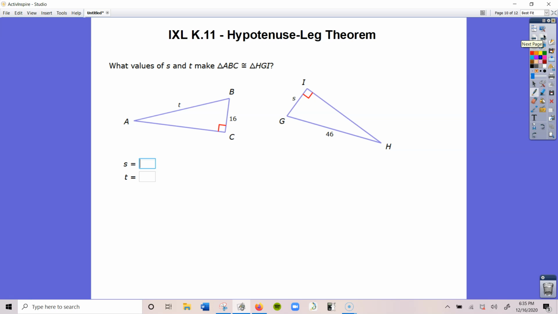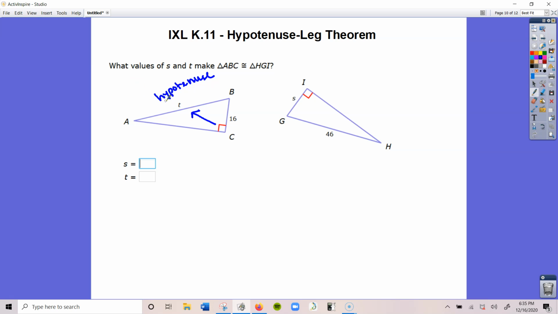The last IXL is a little bit different, the hypotenuse leg theorem. Remember that for the hypotenuse leg theorem to apply, it has to be a right triangle, which all of them will be. And then that means that the corresponding legs would be congruent and the hypotenuse would also be congruent. The hypotenuse in a right triangle is always that diagonal line, or if you can't tell which one is diagonal because of its orientation, it's always the one that is directly across from the 90 degrees. So this would be the hypotenuse.